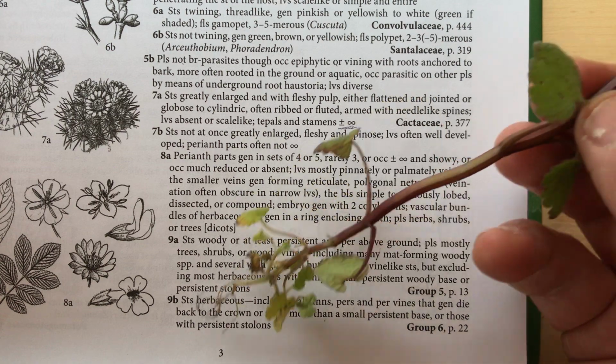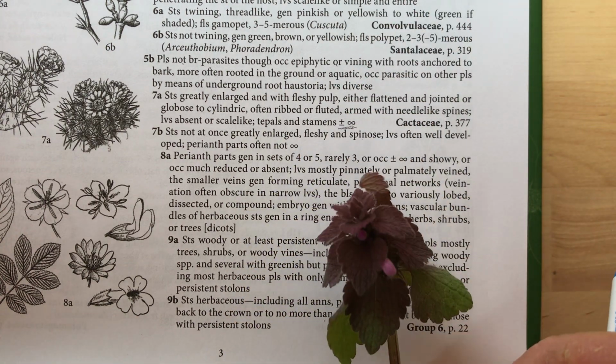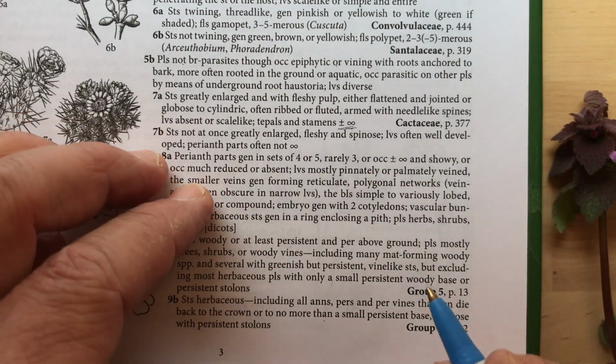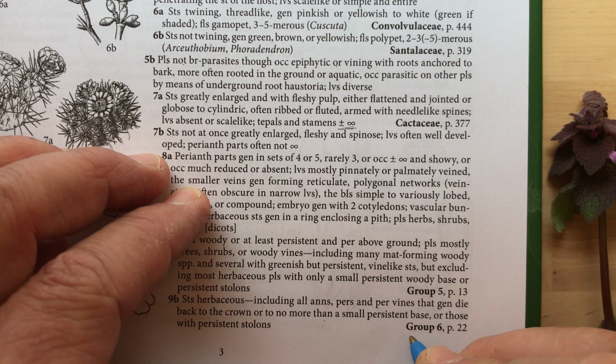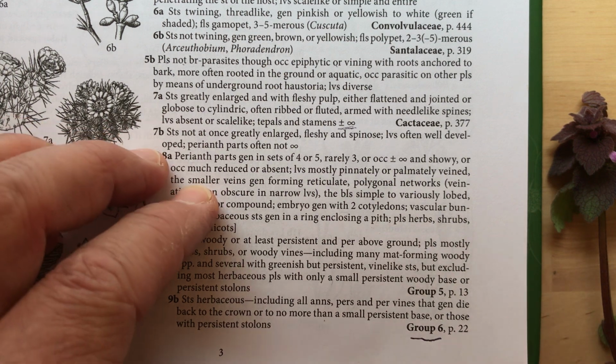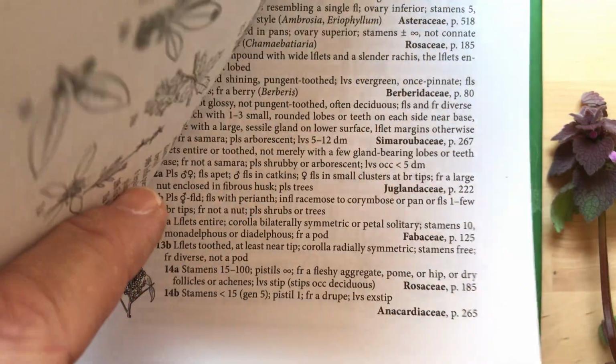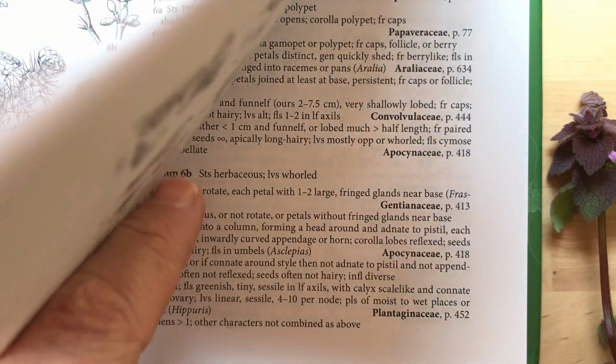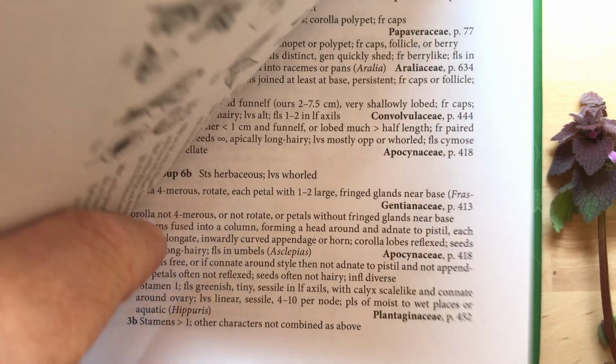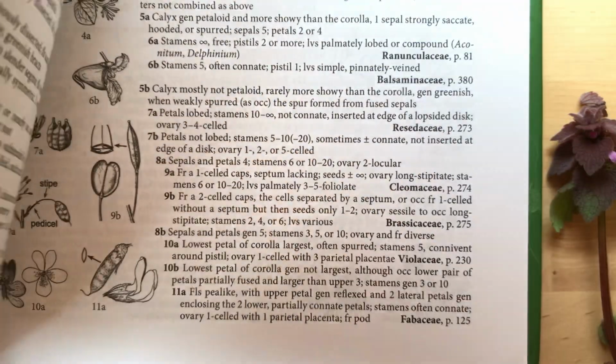See that tiny root structure? This is a plant that's going to die back at the end of the season. So we get to go straight to group 6 on page 22. Okay, just flipping to that page here.